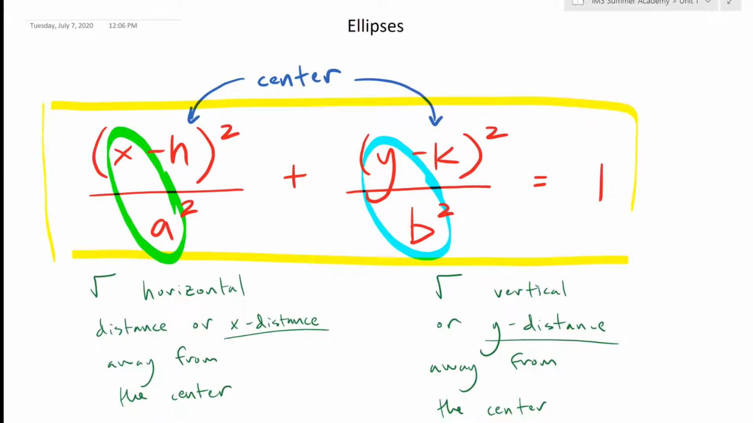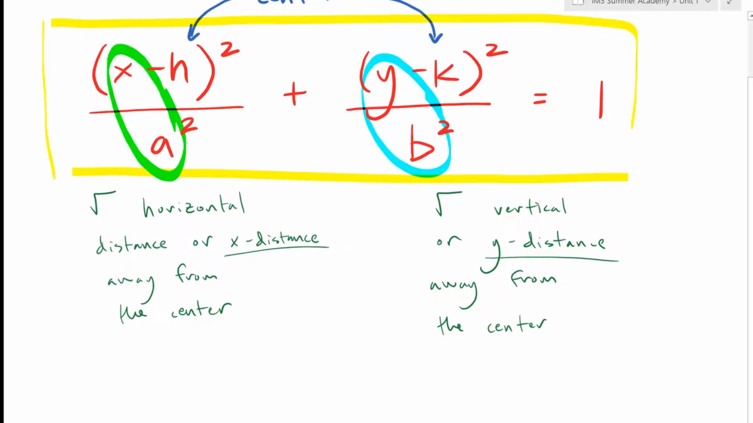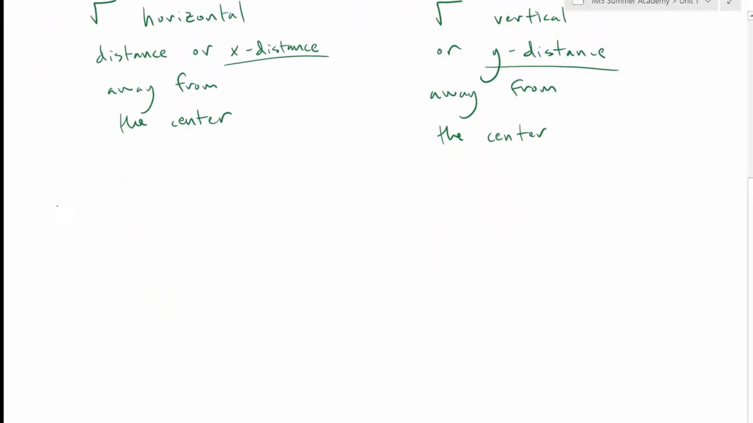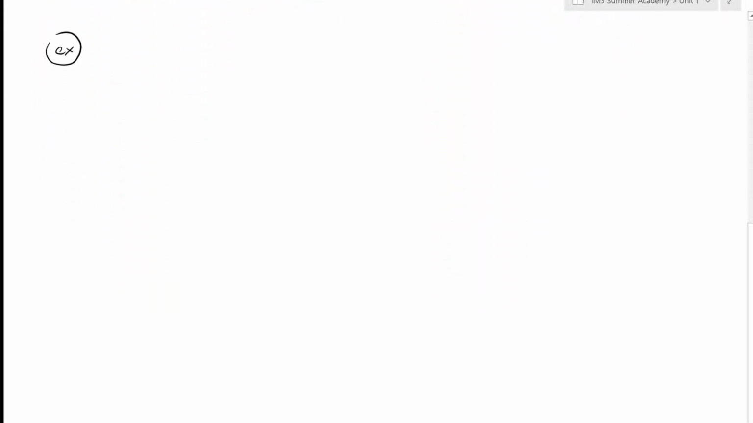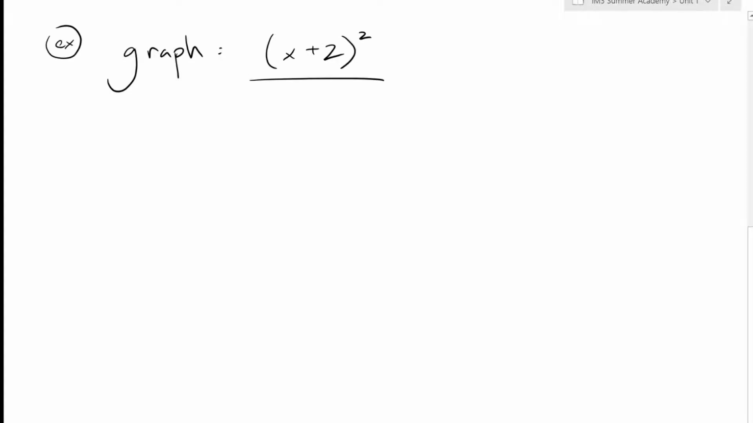And now let's see what this actually means. Okay, so we're not creating circles this time. We're creating these oval kind of shapes. All right, so the first example is going to ask us to graph. We're all about graphing right now. So we're going to graph x plus 2 squared over 16 plus y minus 3 squared over 4 equals 1.